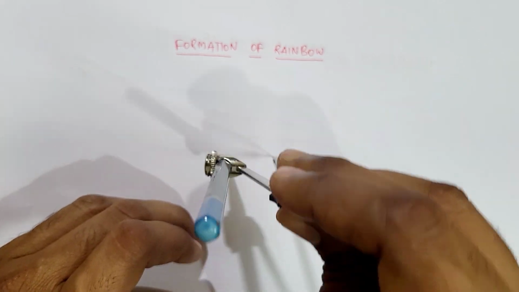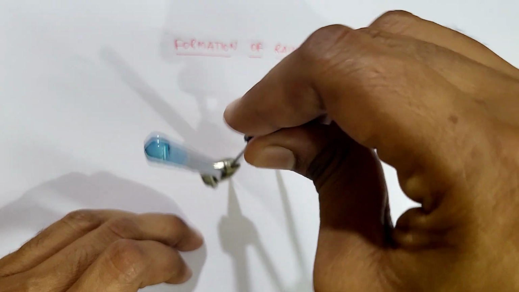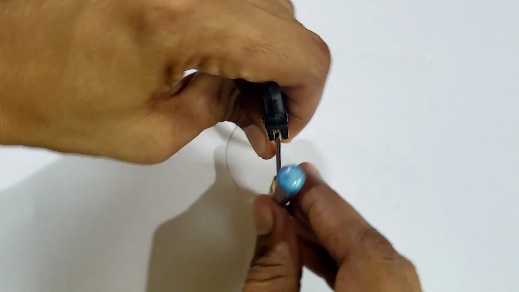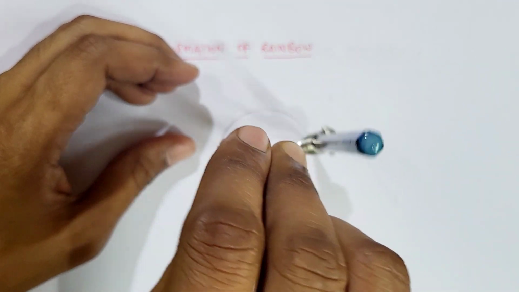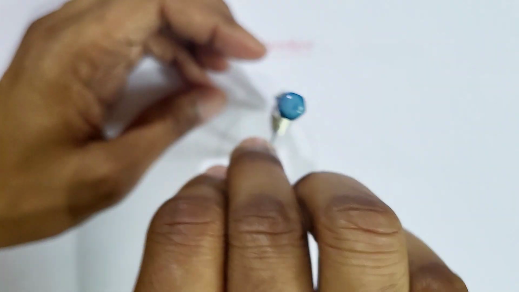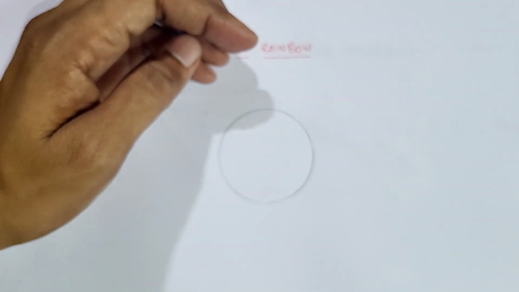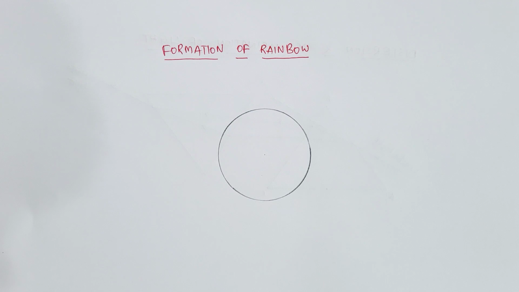In today's class, we are going to learn how to draw the diagram of rainbow formation. To draw the diagram of rainbow formation, take a compass and first draw a circle. Circle radius you may take 2 centimeters. Okay, this is going to be the water droplet for us.